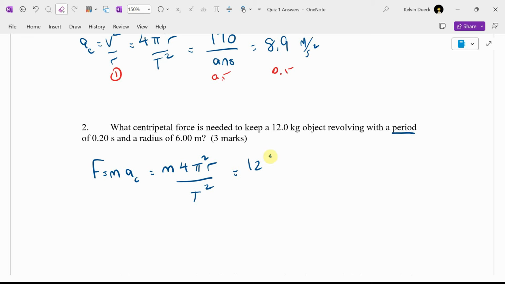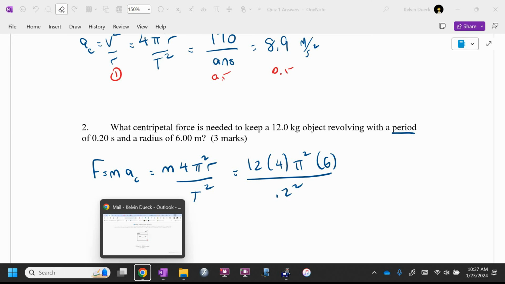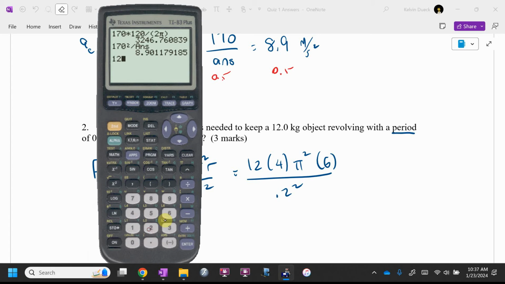It's going to be 12 times 4 pi squared times r divided by T squared. I got a really big answer. I got 71,000. If I go to 3 sig fig, 71,100 newtons.